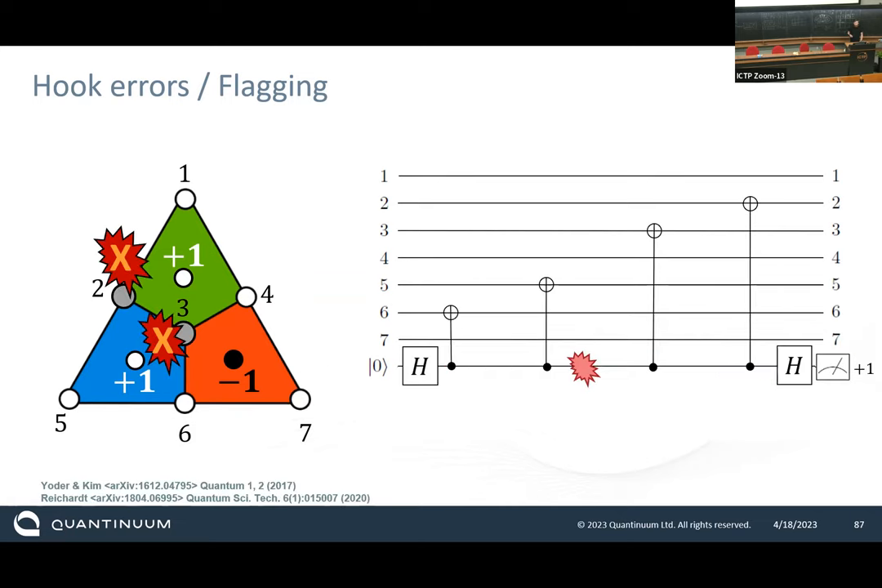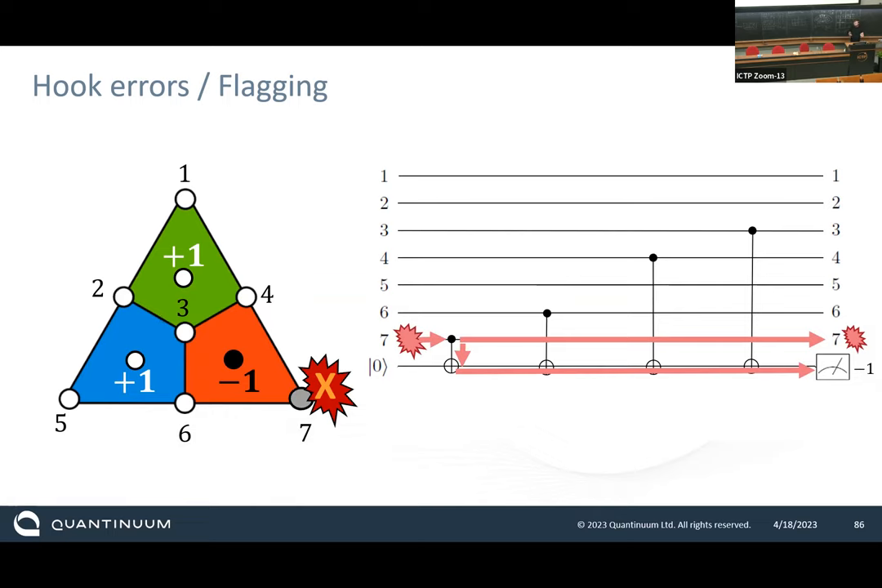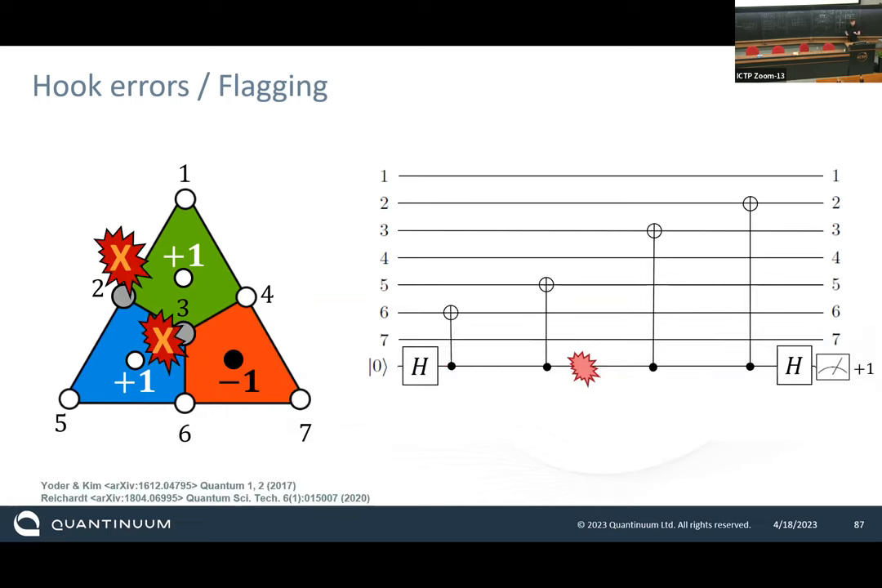So you're more likely to choose a correction where you apply an X to qubit 7. And if you do that, you'll get a string of X's. It turns out that string of X's is also a logical operator. So now we have a weight one error, if you include the correction, leading to a logical error. That's horrible. So you might think, okay, I just have to increase the size of the code and deal with it.